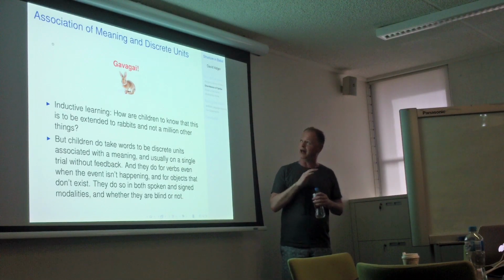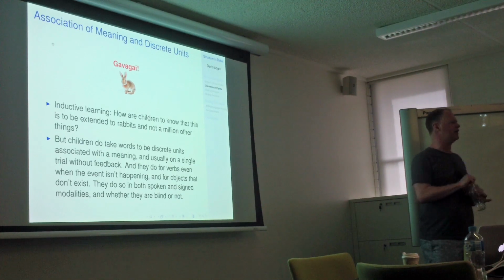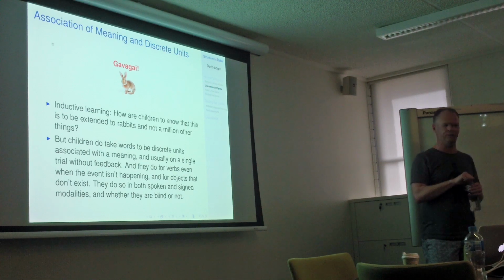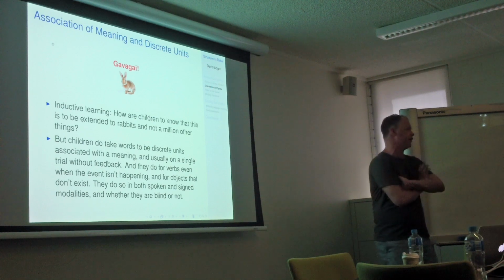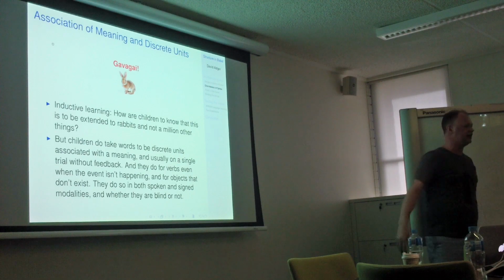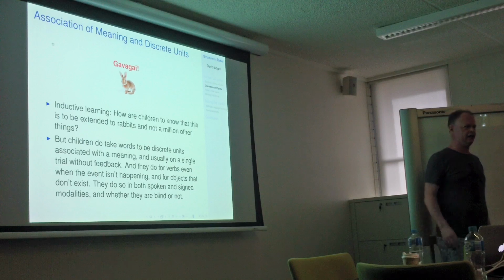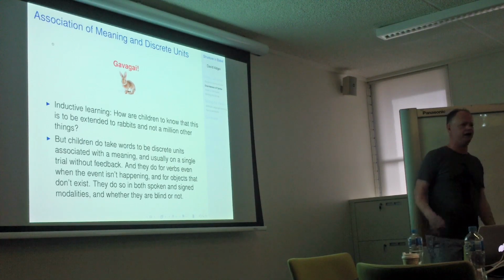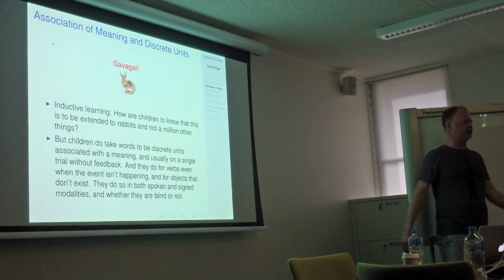Okay, so the third aspect of discreteness is the association of meaning with these discrete units. You guys probably all know of Quine's Gavagai claim. So Quine was really talking here about the field linguist rather than the baby. And he said, well, look, when the field linguist is out in the field, and he has his native language consultant with him, and the field linguist points at a rabbit over there, and the consultant says, Gavagai, how do we know that means rabbit?